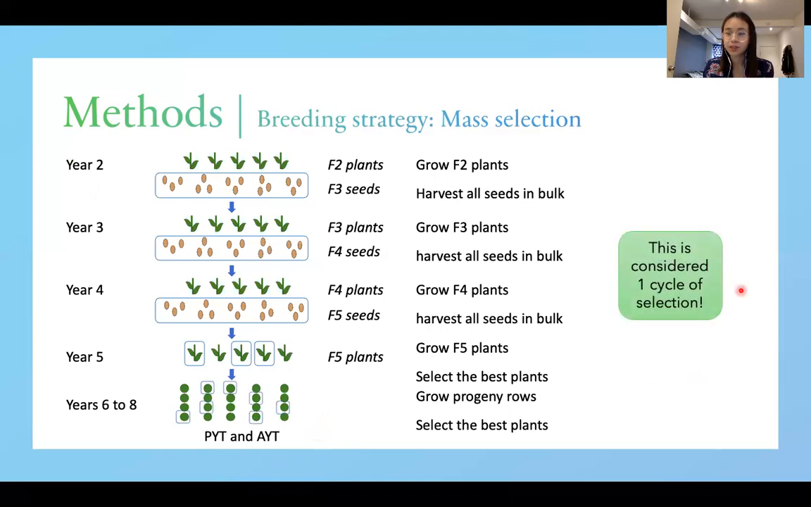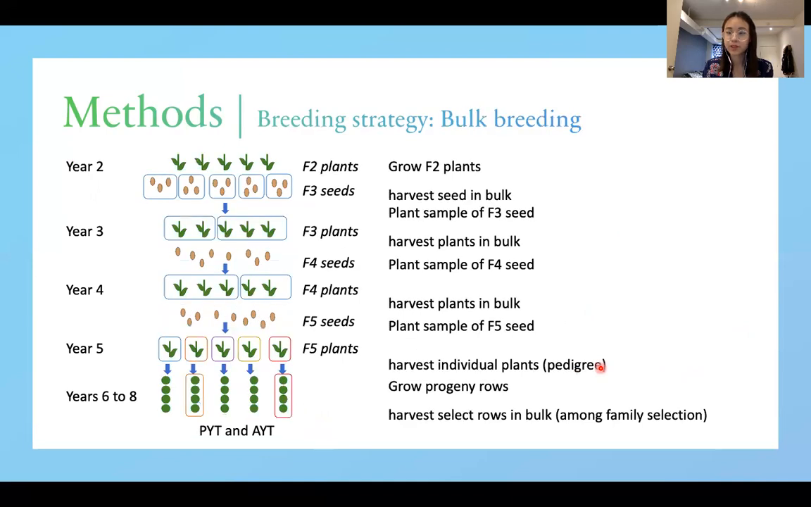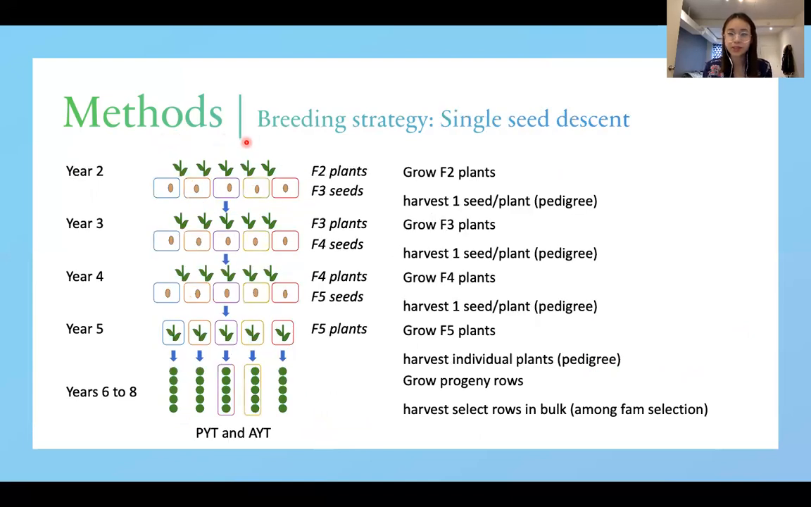Just as a note, this is considered one cycle of selection. So next we have bulk breeding, which is similar to mass selection. The difference is that we keep the families separate. In single seed descent, rather than harvesting seeds in bulk, we take one seed per plant and use that to advance the next generation.